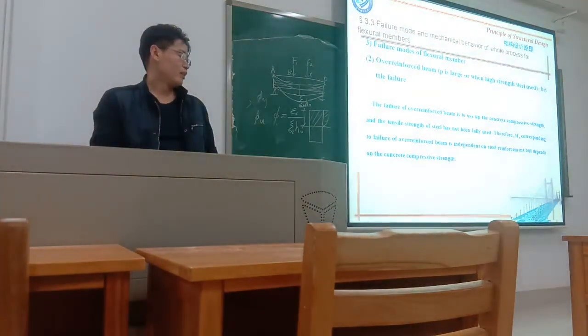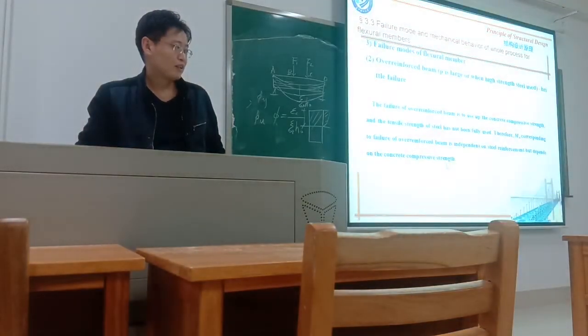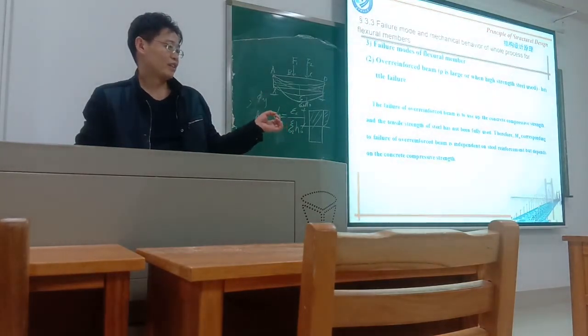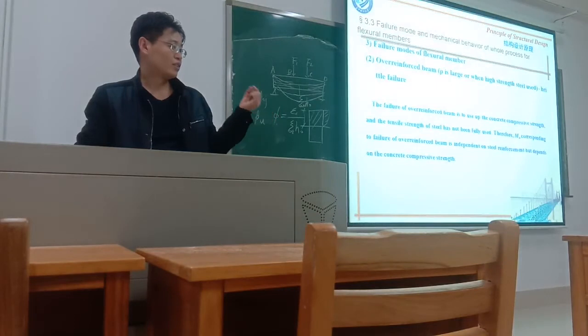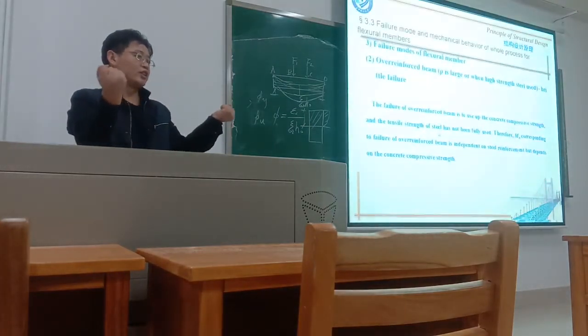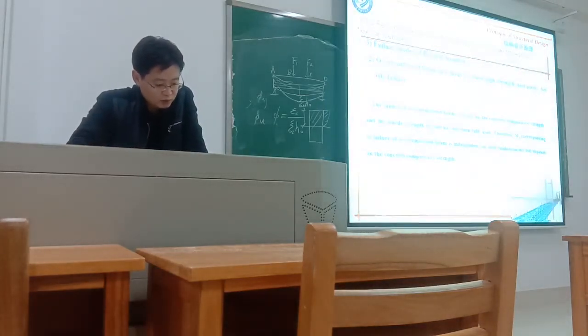So for this region, the load-carrying capacity actually depends on the concrete strength. No matter what steel you use, because you put too much steel inside, the key point is the compressive strength of concrete, not the tensile strength of steel. This failure is the crushing of the concrete, not the steel reaching yield. So that's the key point for this over-reinforced beam. It depends on the concrete compressive strength.